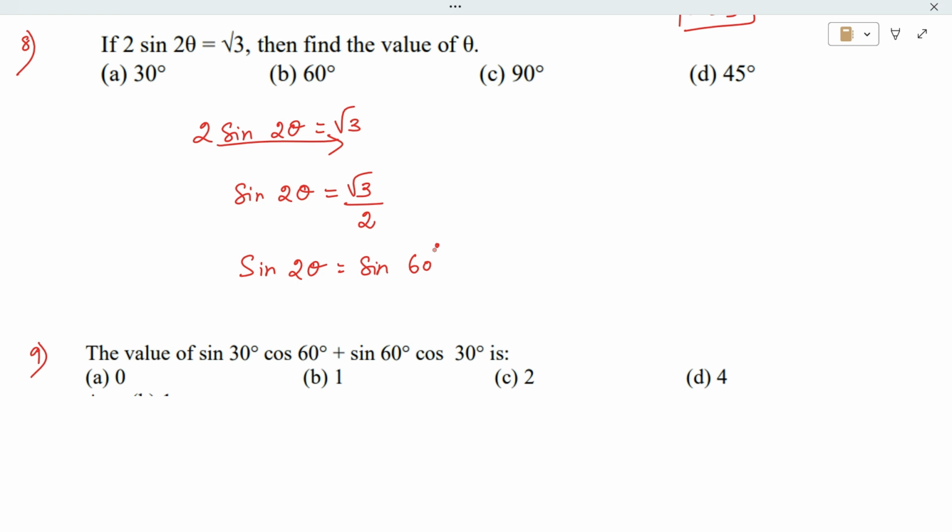Now compare on both sides. 2 theta equal to 60 degree. Okay, so theta is equal to 60 by 2. So which implies theta is 30 degree, which is option A.